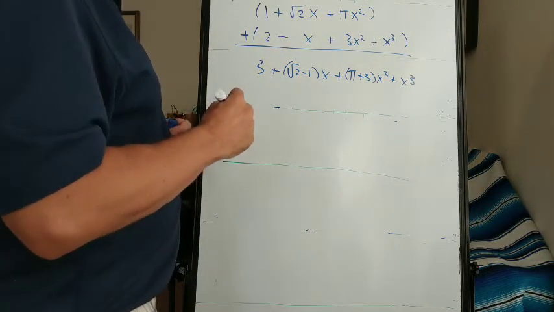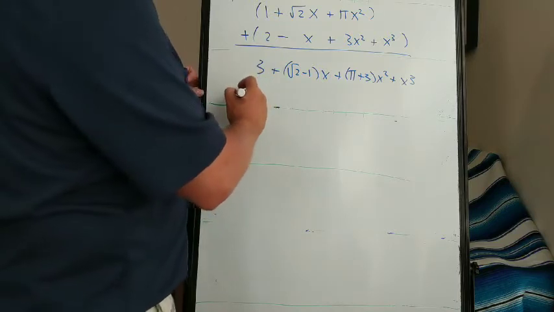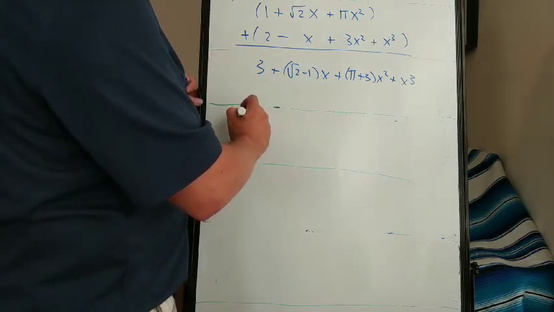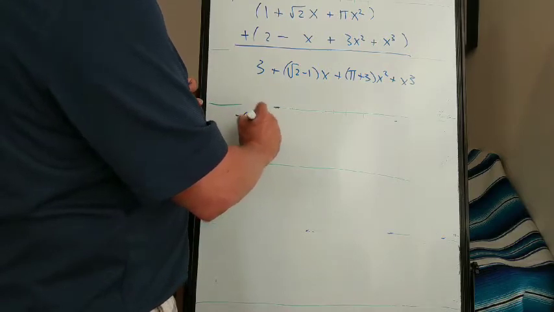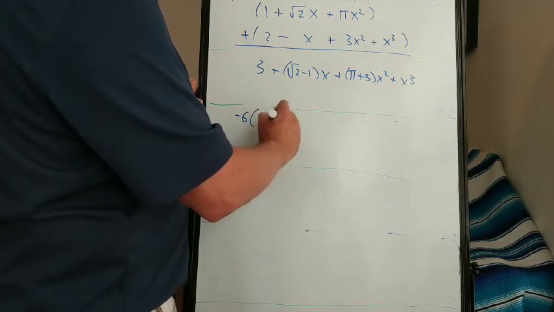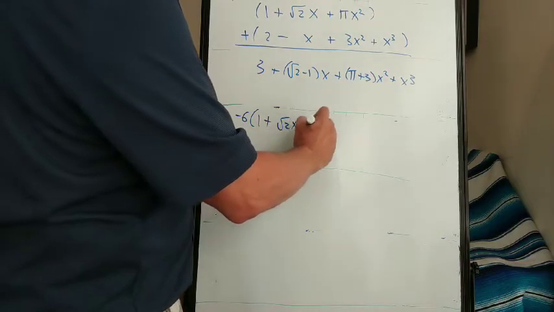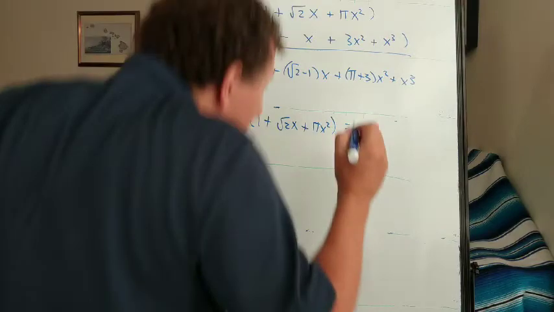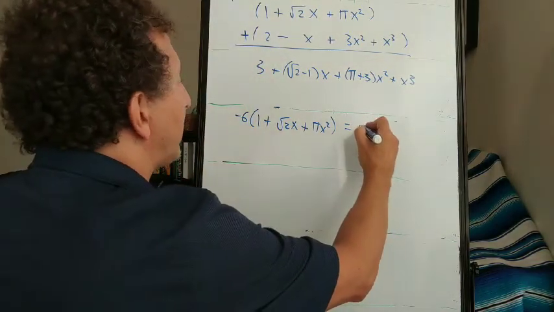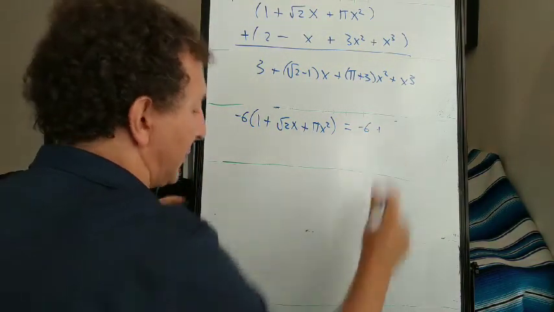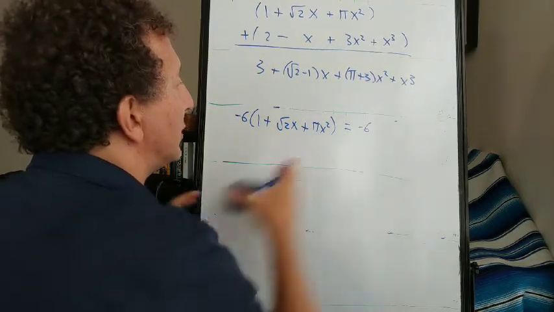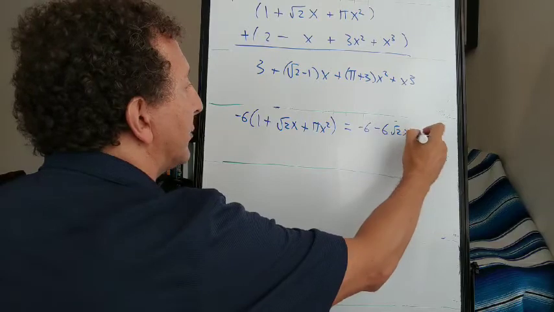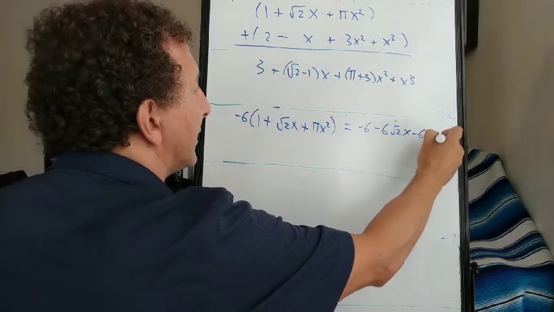And if we want to multiply a polynomial by a real number, let's say we want to multiply by -6, and we'll take the first polynomial, 1 plus root 2 x plus pi x squared. That is -6 minus 6 root 2 x minus 6 pi x squared.